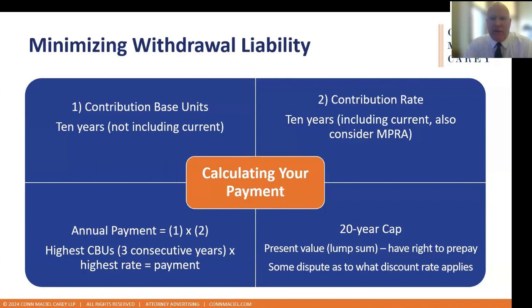If you pay it off in 10 years, great. If it's 10 annual payments, fantastic. But the funds have been so underfunded for so long, that's not usually the case. So the 20-year cap comes into play, and they can only make you pay that annual payment for 20 years. It should also be present valued. If you're going to pay it as a lump sum, you have a right to prepay it, and you can argue about what the discount rate is if the fund tries to stick it to you on that.